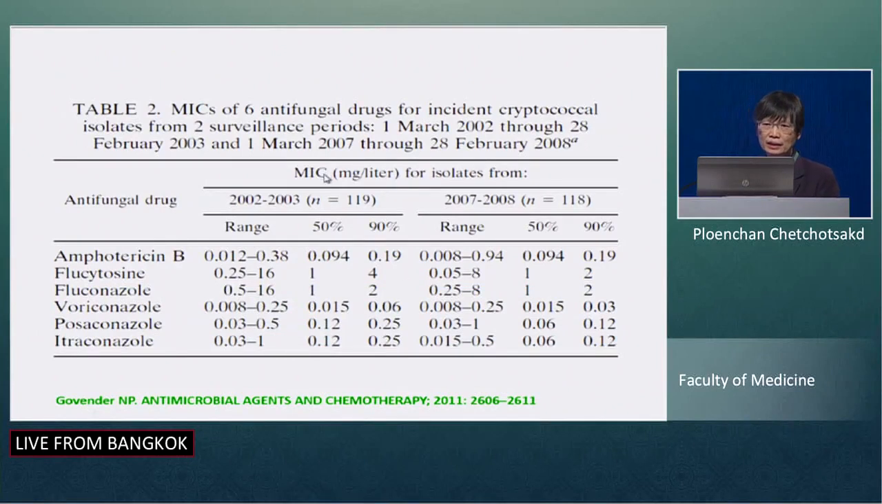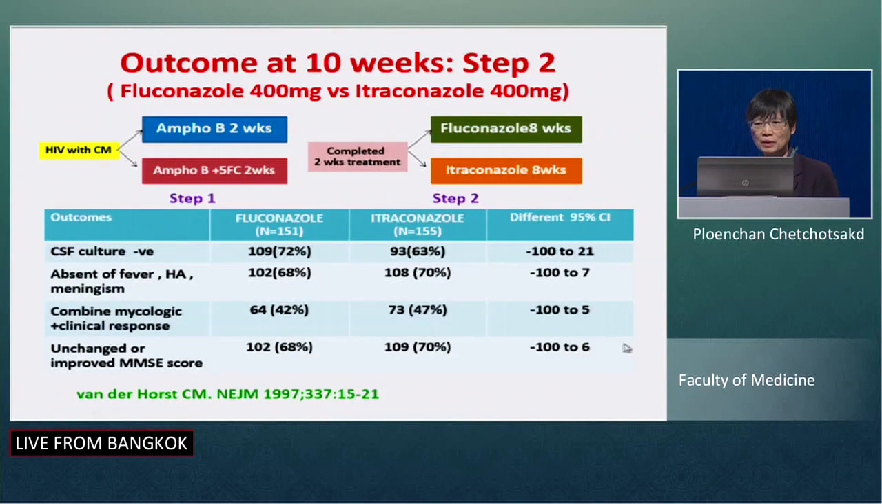And if you look at the isolates of Cryptococcus, what drugs can be used? You can see in this study, they did the culture and sensitivity in two periods, 2002 and 2003, and another in 2007 and 2008. You can see the MIC for amphotericin B is low, flucytosine is also okay, fluconazole is quite high, but it's in the susceptible range. Voriconazole, posaconazole, and itraconazole have a quite low MIC. But the recommendation that I show you is based on a study from a long time ago, 1997.